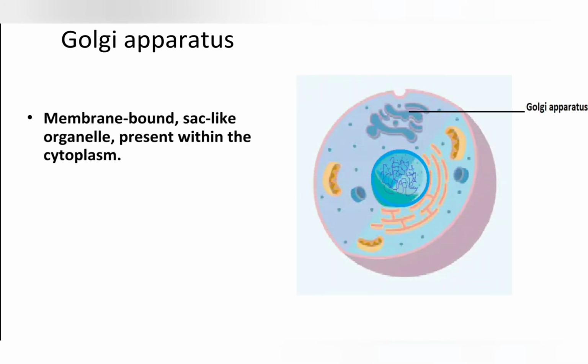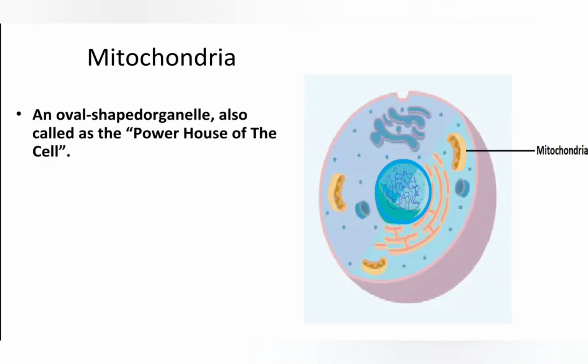Golgi body is a membrane-bound sac-like organelle present within the cell cytoplasm and is mainly involved in secretion. Secretion means release of certain substances. Like in your mouth, what is secreted? Saliva is secreted in your mouth. In the same way, for the cell to function properly, certain secretions are required, and these secretions are released by the Golgi apparatus.